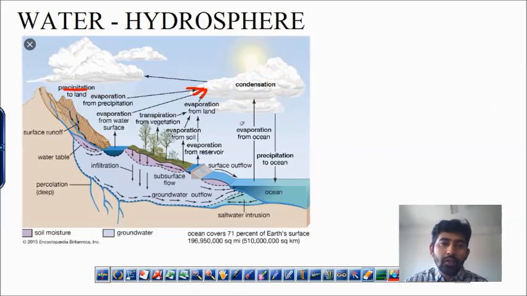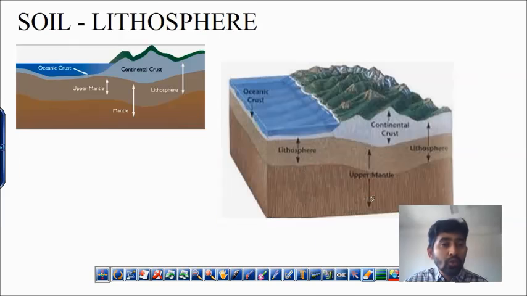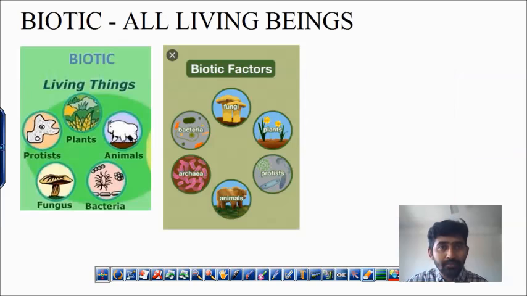Water or hydrosphere is basically everything which contains water. Ocean, sea, lake, river, pond, puddle, groundwater. Humidity in the atmosphere is also a part of hydrosphere. And soil is lithosphere, which is land, valleys, mountains, upper crust, lower crust, the rocks inside the earth, etc.